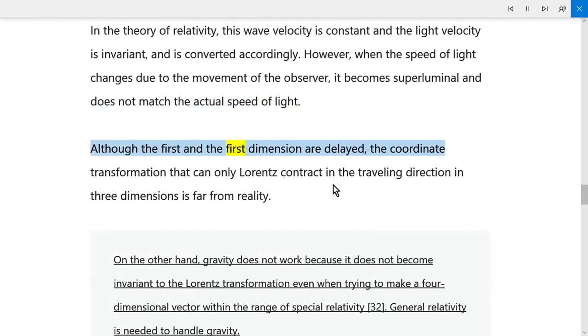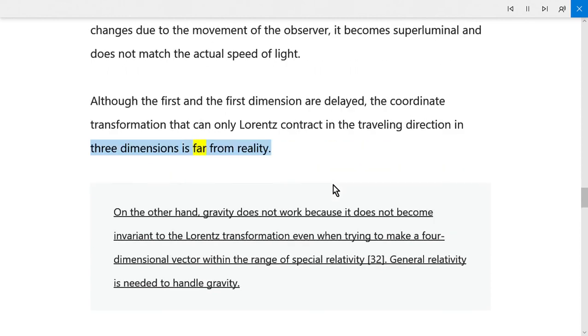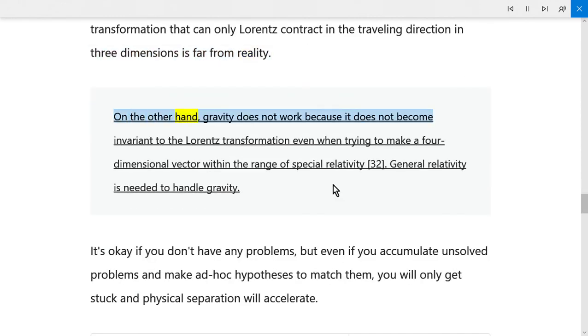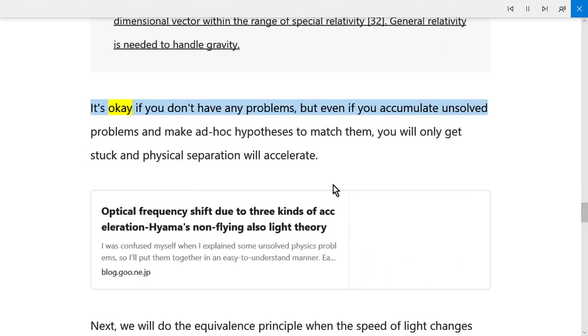Although time and the first dimension are delayed, the coordinate transformation that can only Lorentz contract in the traveling direction in 3 dimensions is far from reality. On the other hand, gravity does not work because it does not become invariant to the Lorentz transformation even when trying to make a 4-dimensional vector within the range of special relativity. General relativity is needed to handle gravity. It's okay if you don't have any problems, but even if you accumulate unsolved problems and make ad hoc hypotheses to match them, you will only get stuck and physical separation will accelerate.